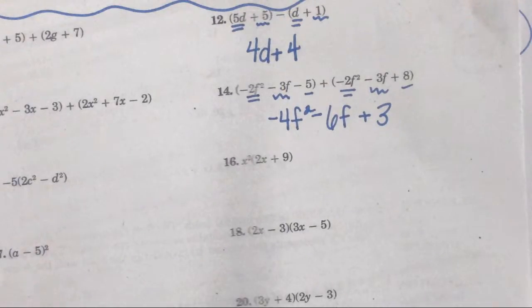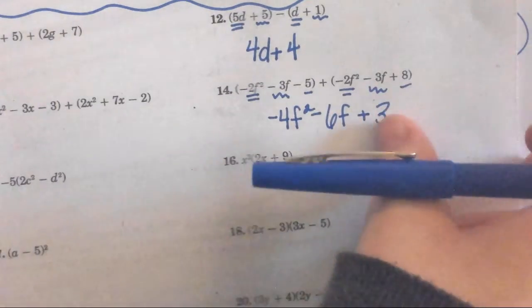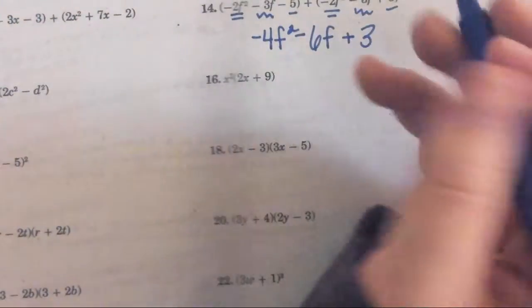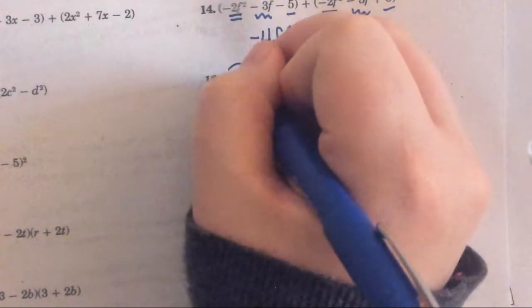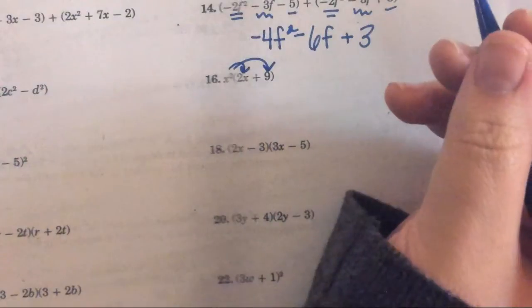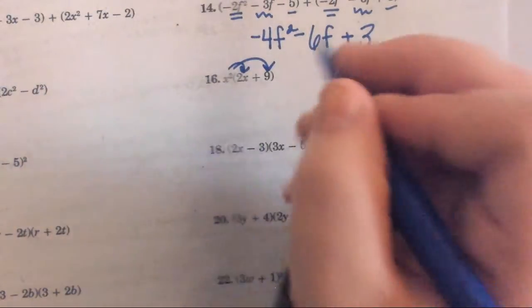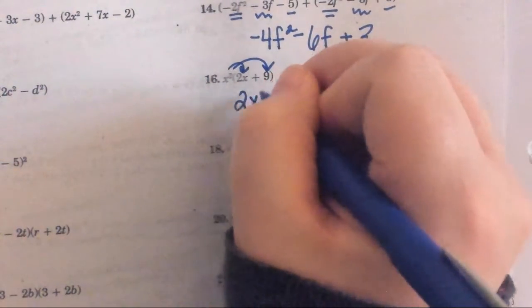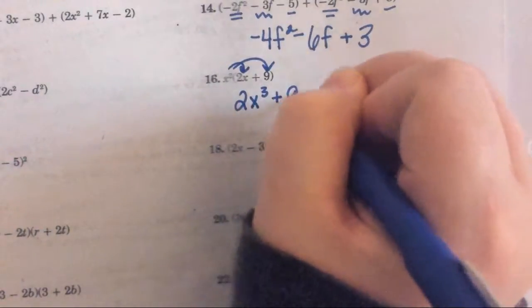I'm not going to do 15, but I am going to do 16. What am I going to do on 16? What is that called? Thank you, Kelsey. Get your point. When I distribute, what is my final answer? Anyone but table 6. 2x to the third plus 9x squared. Archer, get your point.